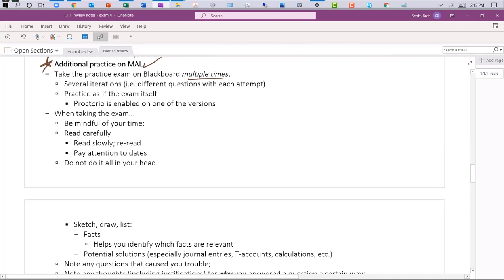Let's see here. Make sure you attempt one of the Proctorio-enabled versions of the practice exam. Be mindful of your time. Of course, I always say that.